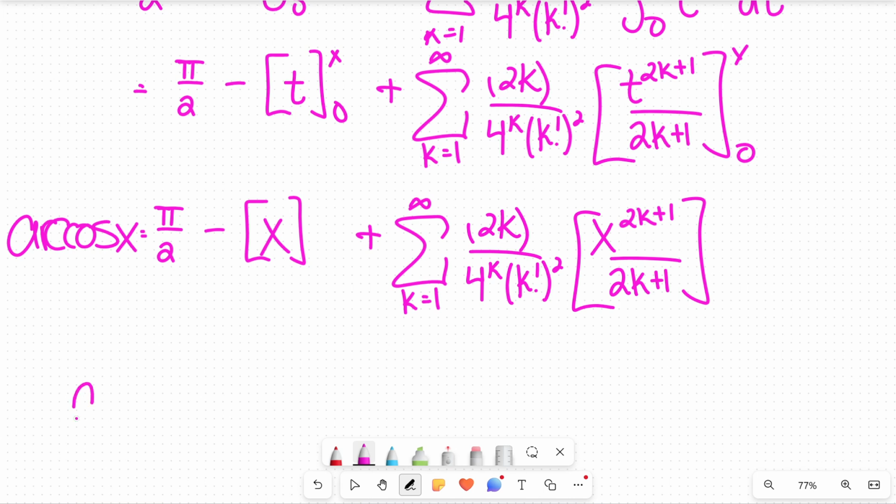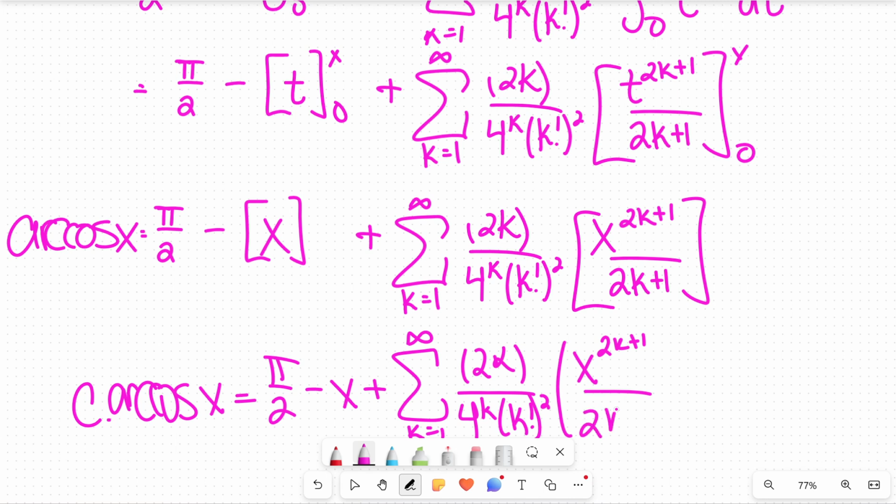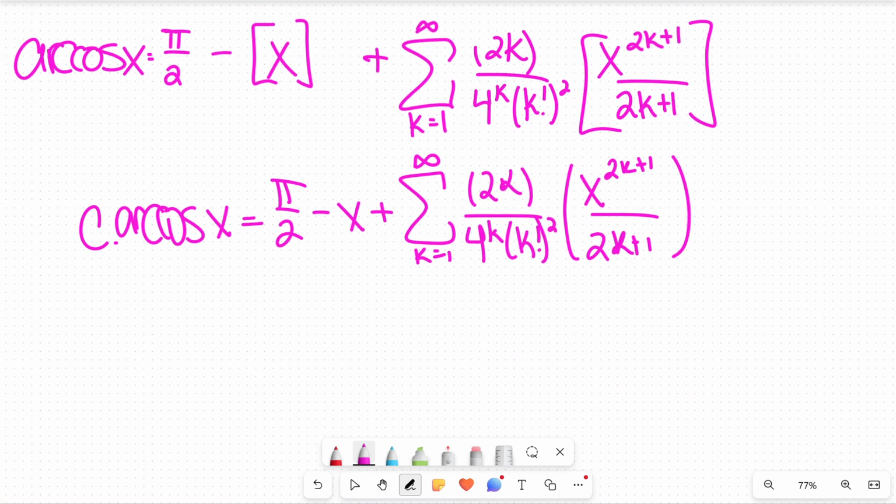So for part C, I know that arc cosine of x is equal to pi over 2 minus x plus my summation of k equals 1 to infinity of 2k all over 4 to the k power, k factorial squared, and then times x to the 2k plus 1 over 2k plus 1. All right, so I need to find my first 3 terms. Lucky for me, my first 2 terms are already given to me. So pi over 2 and x are my first 2 terms. Now I just need my third term.